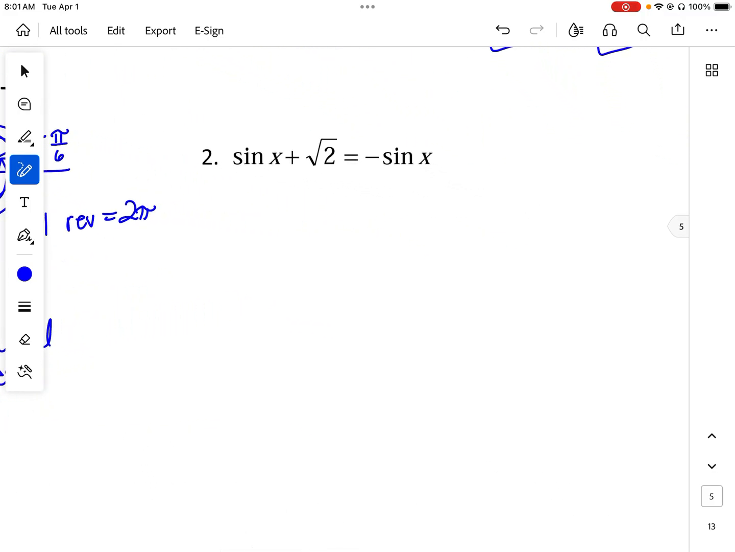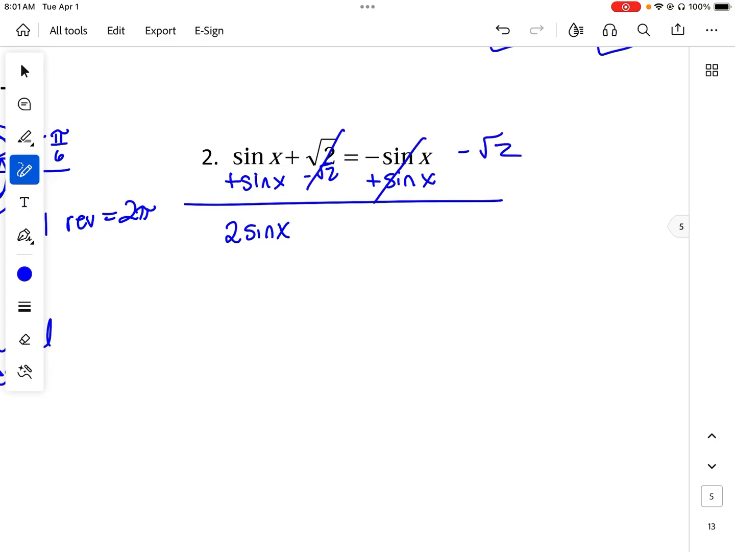Okay, so let's go to the next one. Sine x plus square root of 2 equals negative sine x. Okay, let's go ahead and add a sine x. So we have 2 sine x plus square root of 2. Let's move that to the other side. Equals negative square root of 2. Okay, divide by 2, divide by 2. So sine x equals negative square root of 2 over 2.